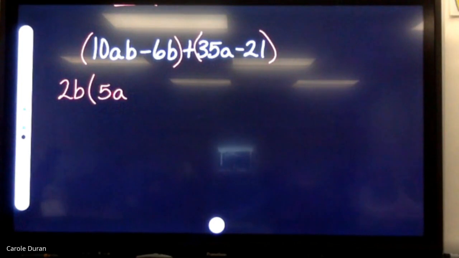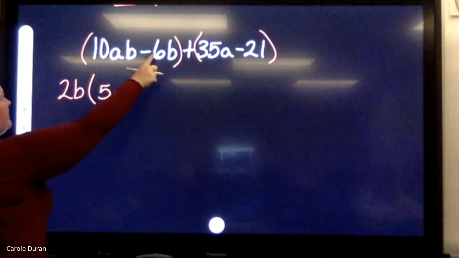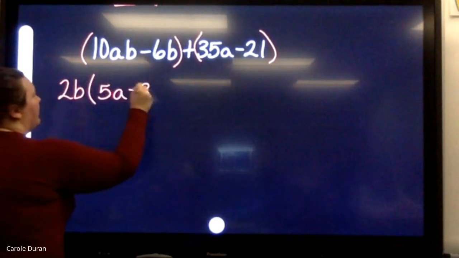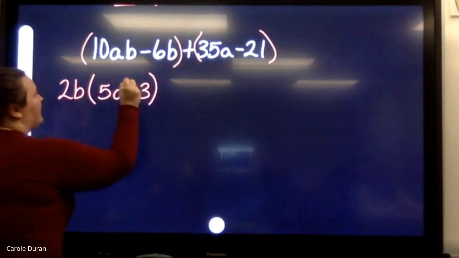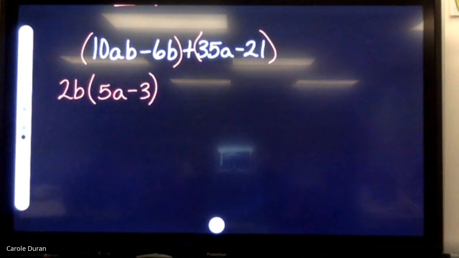I do the same thing with the negative 6B. Negative 6 divided by 2 is a negative 3. B divided by B is just 1. So I just leave it negative 3. Are we okay there? Yes, we are. Anybody super confused?